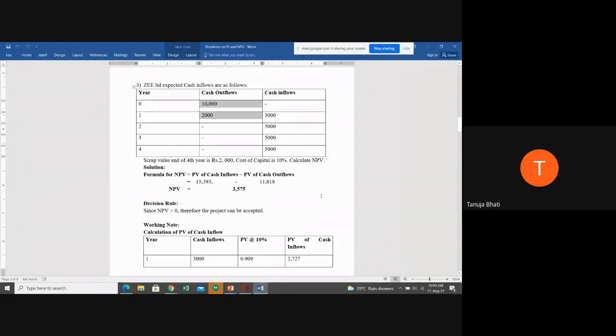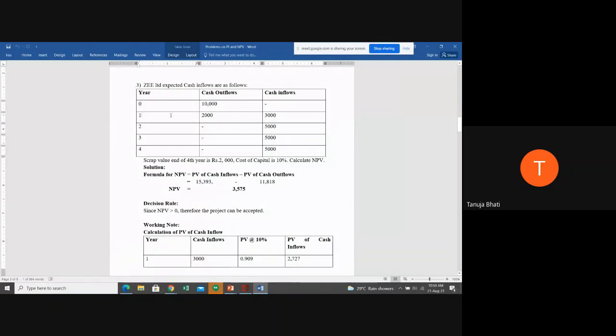No, we cannot write. Reason, let me explain. Today is year 0. Today 10,000 investment has taken place. After 1 year, 2,000 cash outflow has taken place. So after 1 year, you have to bring it down to today's value because we have to find out the PV of cash outflow. That is, this 2,000 value, you have to get it to the value in year 0. So you have to find out the PV of cash outflow as well.